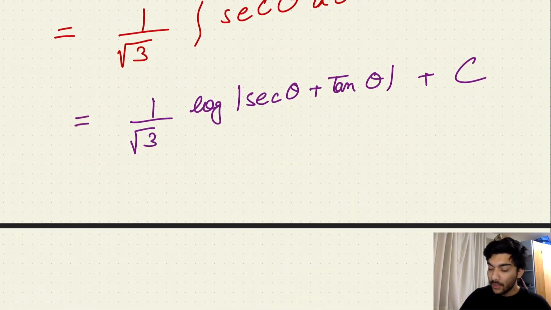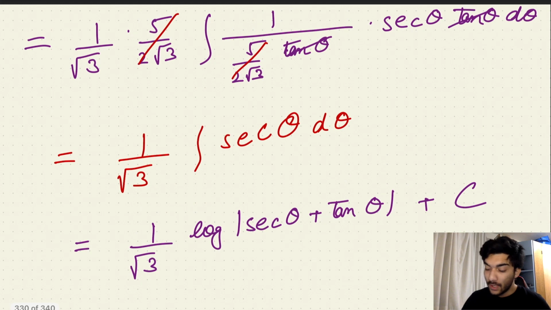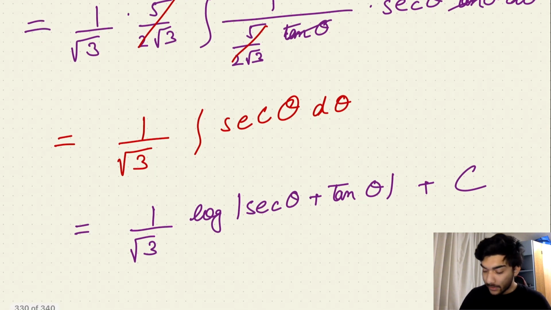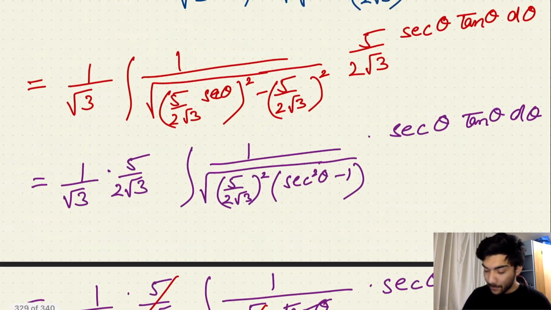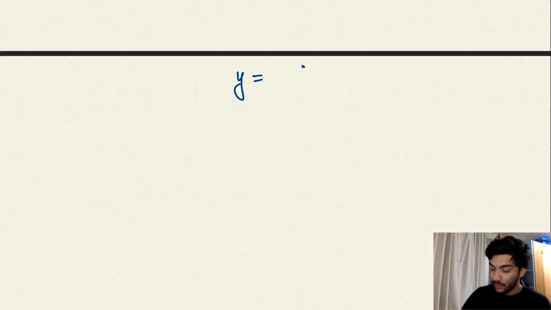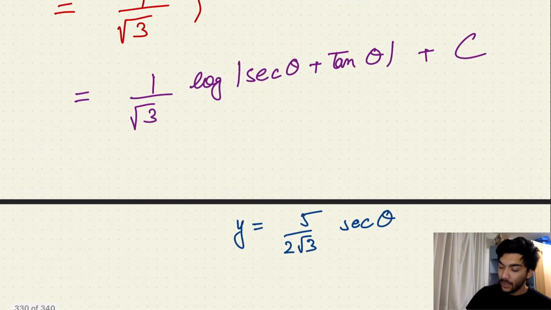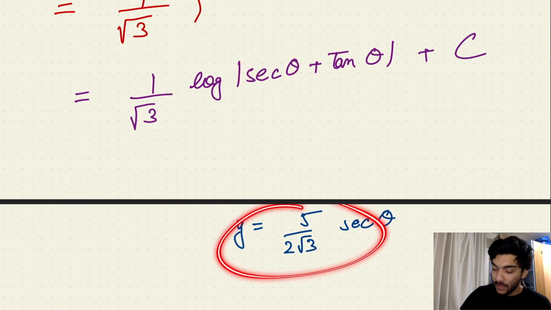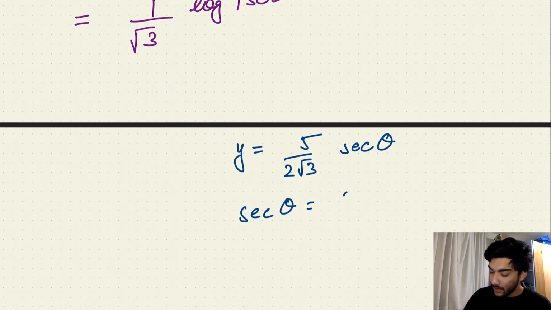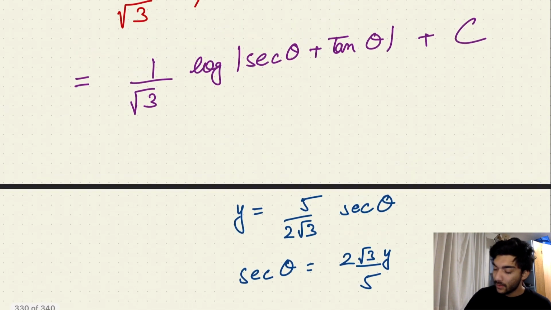So this answer that we got is in terms of theta. Now we'll have to do all those transformations back from theta to y and then from y to x in order to get the final answer, right? The same approach, the same process which we were doing in the last videos as well. So we know that our y is 5 by 2 root 3 secant theta, right? So you want the secant theta, which you already have. Secant theta in this case is basically 2 root 3 y by 5, right?